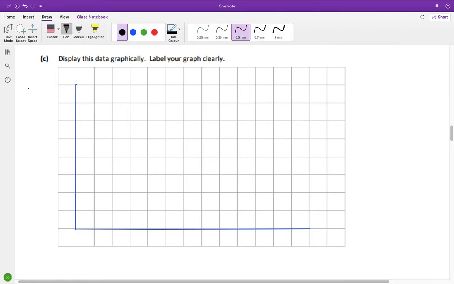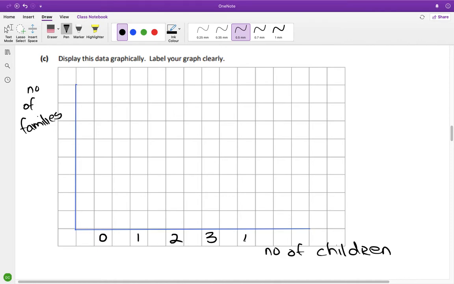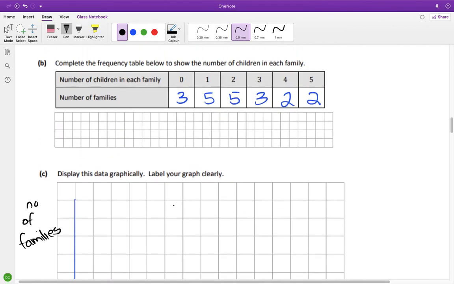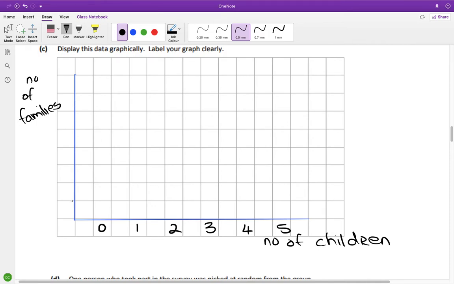Sorry, this one is going to be the number of families, and this is going to be the number of children. So a certain number of families had no children. 1, 2, 3, 4, 5. Yeah, and what was the biggest number? 5. So 1, 2, 3, 4, 5.